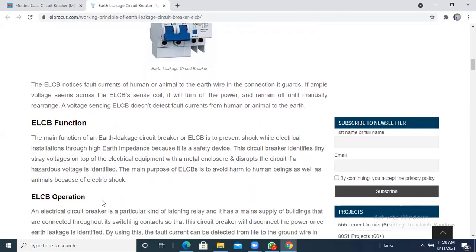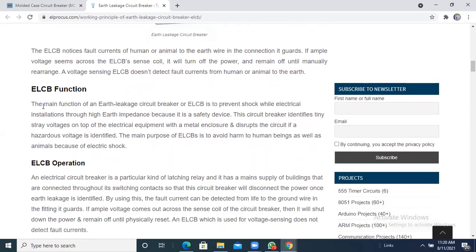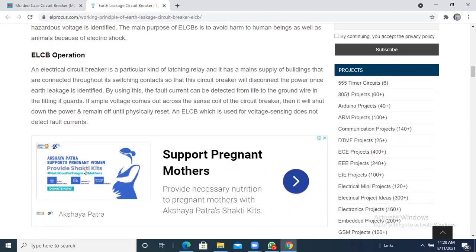What is the ELCB function? This is important. The function of an earth leakage circuit breaker is to prevent shock in electrical installations with high earth impedance, because it is a safety device. Actually, earth should have low impedance. If there is high impedance, then ELCB will detect the fault. This circuit breaker identifies tiny stray voltage on electrical equipment with a metal enclosure and disrupts the circuit if a hazardous voltage is identified. Okay. What is ELCB operation?